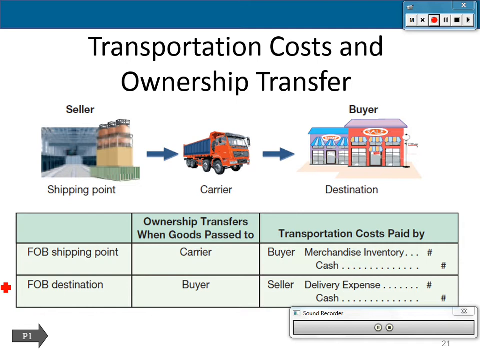So these are the two journal entries that occur. If it's FOB shipping point, we debit merchandise inventory, obviously, because we are receiving inventory, and we credit cash to be paid. That's the buyer's standpoint. For the seller with FOB destination, they account for it as a delivery expense, and then of course they collect the cash for it.